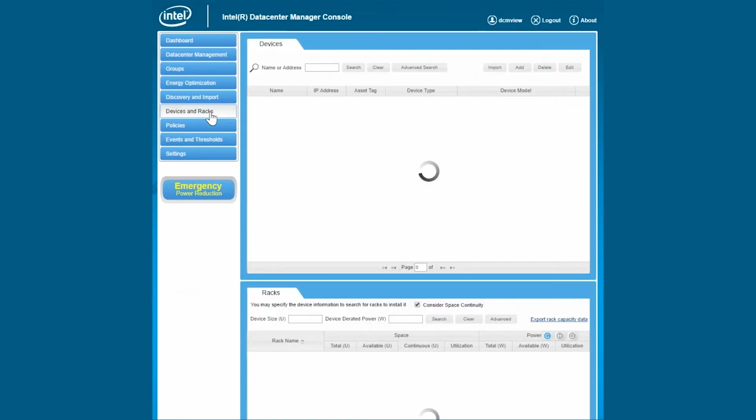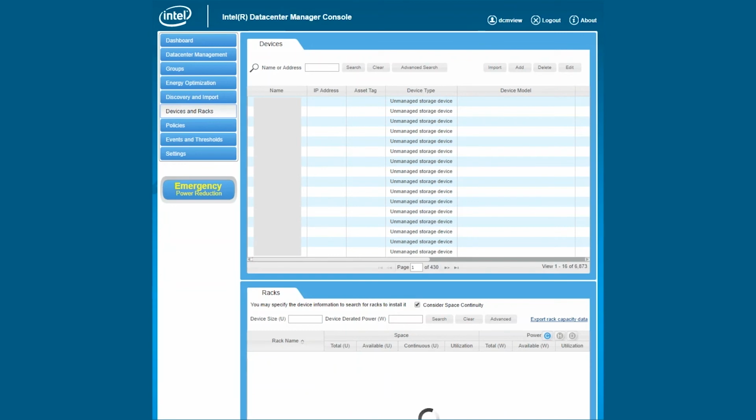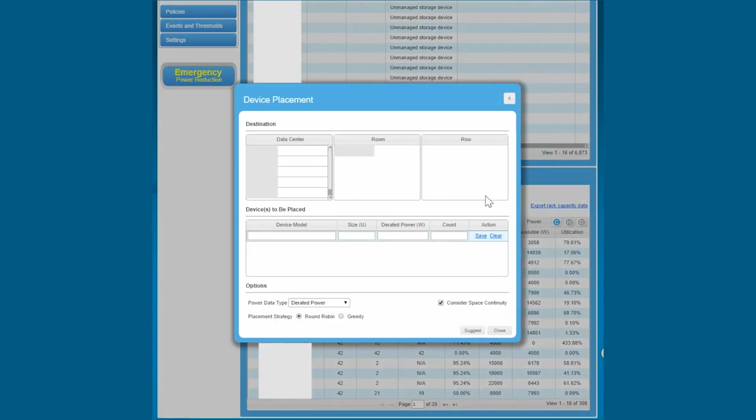So, devices and racks. Here Intel DCM can actually help you with placing servers in the environment. So let's say I want to land some servers in this specific data center, servers from model A, and maybe this model is a 2U device, and the expected power consumption for this device, because I measured it in the server power characteristics, is 380 watts, and I want to land 9 devices like that.